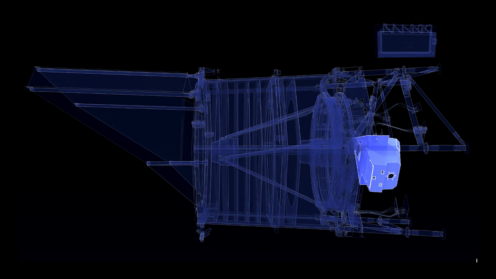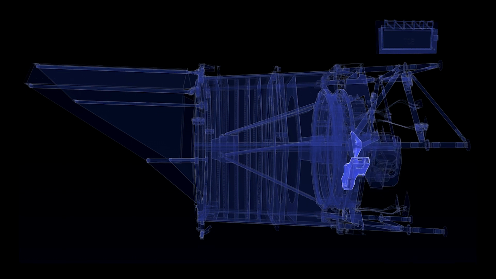The aft optics module, the AOM, consists of 3 optics and the supporting structure to relay the light beam to the WFI. It has a concave tertiary mirror and 2 flat mirrors. One of the flat mirrors is positioned with 3 actuators for tip, tilt, and focus corrections. The AOM will be cooled to about minus 55 degrees Celsius.